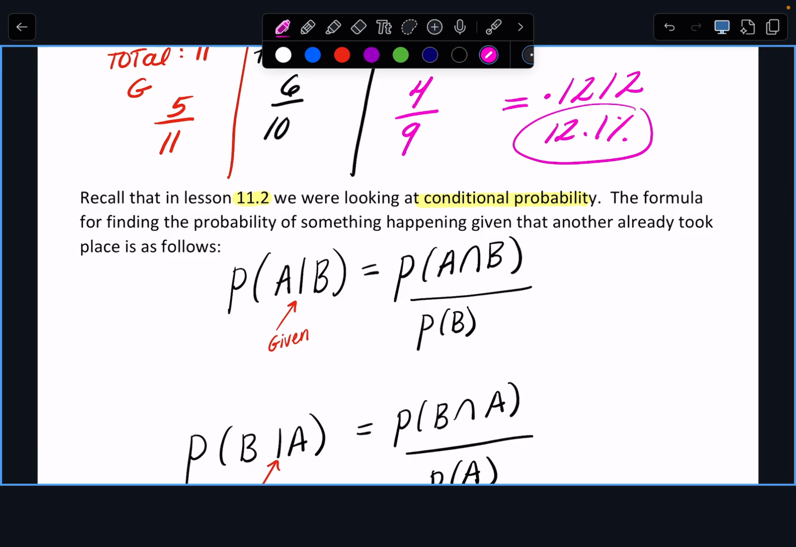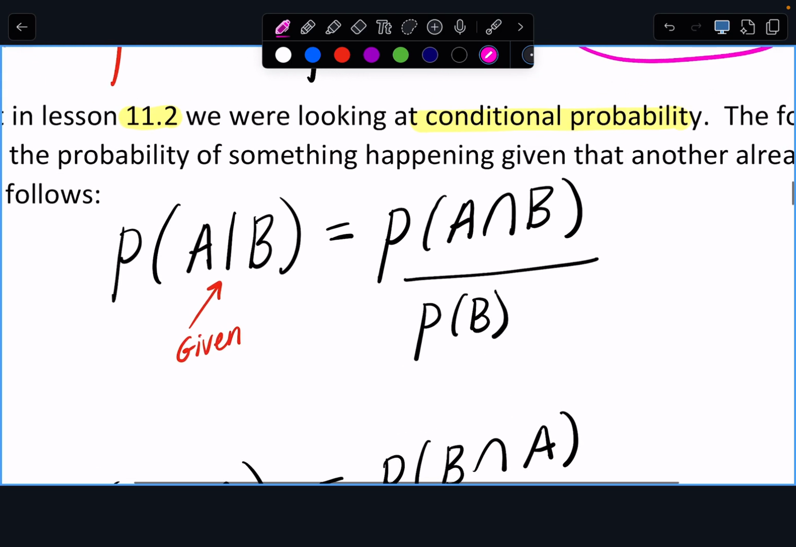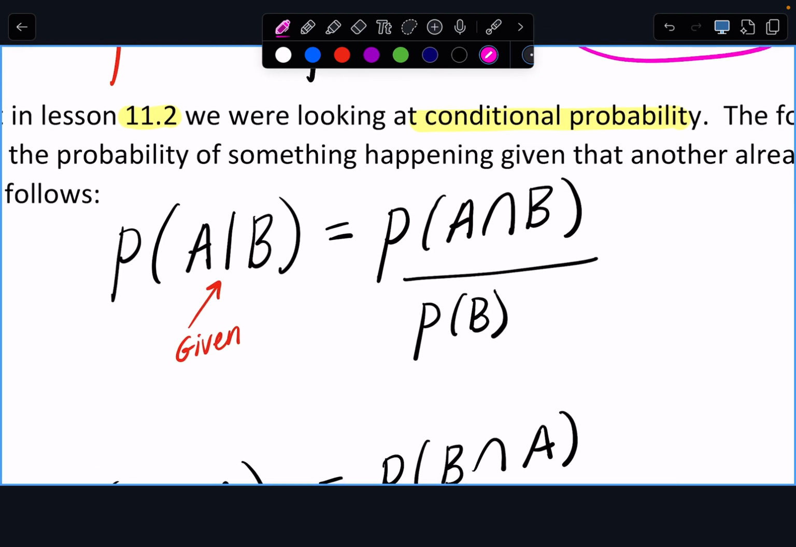Okay, so we're now going to bring back in last time's lesson a little bit. Remember that we were looking at conditional probability last time, and the formula for finding something given that something's already happened is this formula. We're going to use this a lot. So we all had to memorize: the probability of A given B is equal to the probability of A intersect B, remember, you keep the order the same, A intersect B, divided by the probability of B.